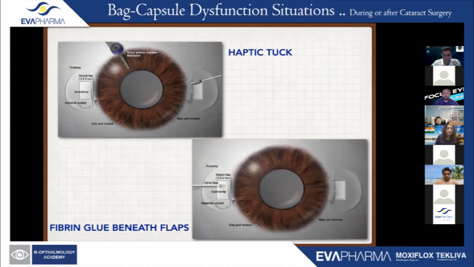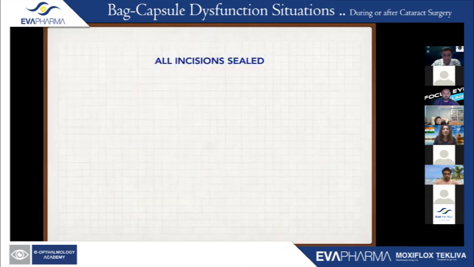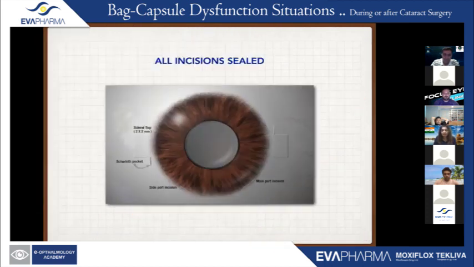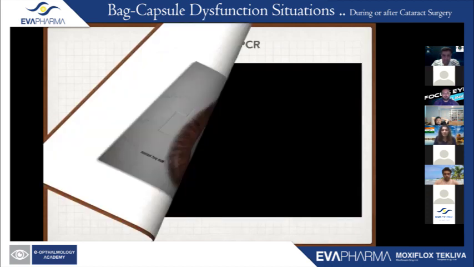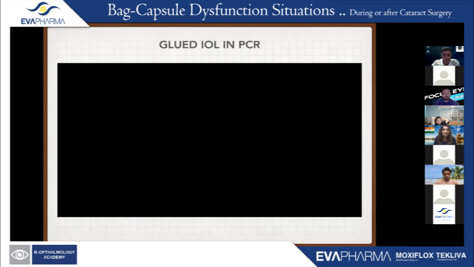Glue is for sealing up the flaps, and it prevents postoperative hypotony in these cases. Once you have sealed the flaps, you use that glue to seal all the other incisions all across. So those are the basics which I tried to get across with the animations.